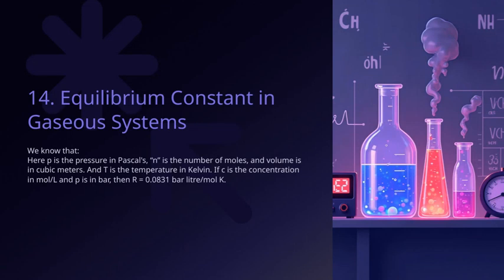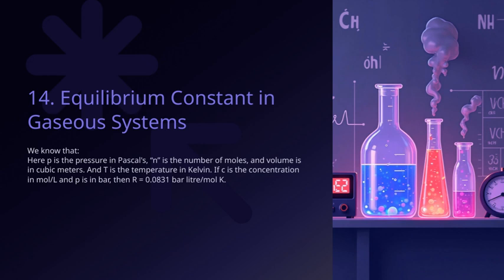So we know that here, P represents the pressure in pascals, N is the number of moles, and the volume is measured in cubic meters. And of course, T stands for the temperature in Kelvin. Now, if we look at concentration, C, which is in mol per liter, and pressure, P, in bar, then the ideal gas constant, R, is 0.0831 bar liter per mol Kelvin.